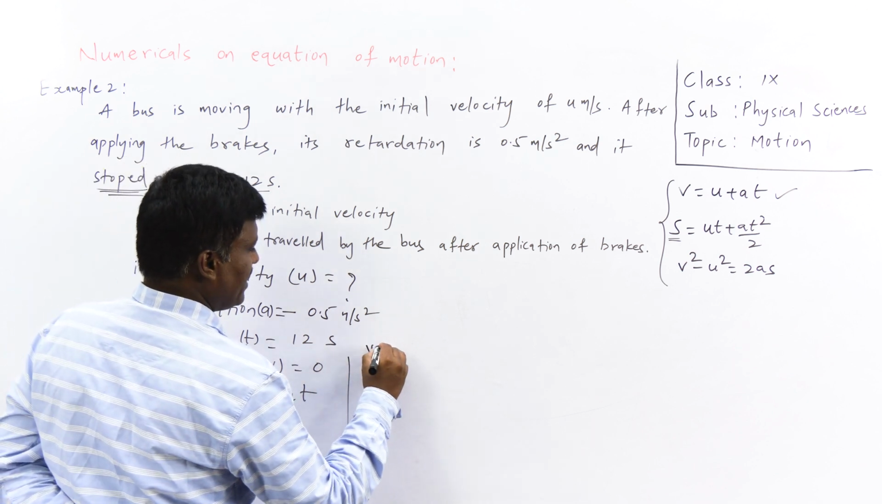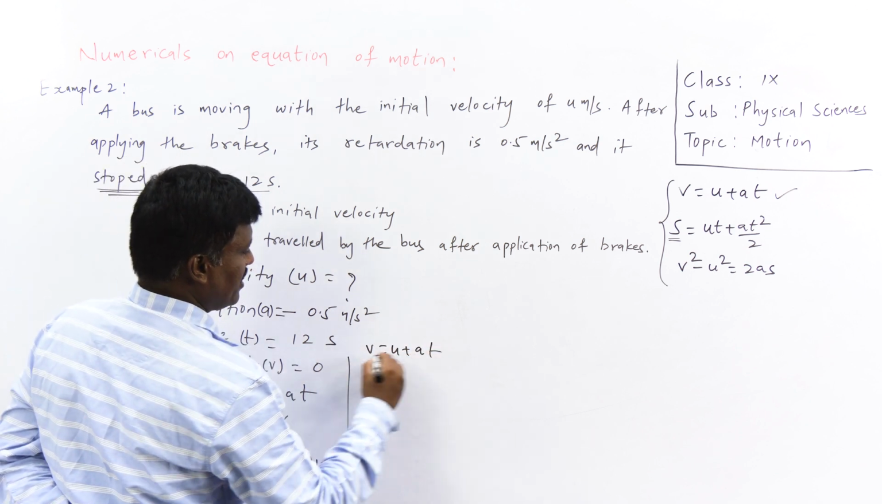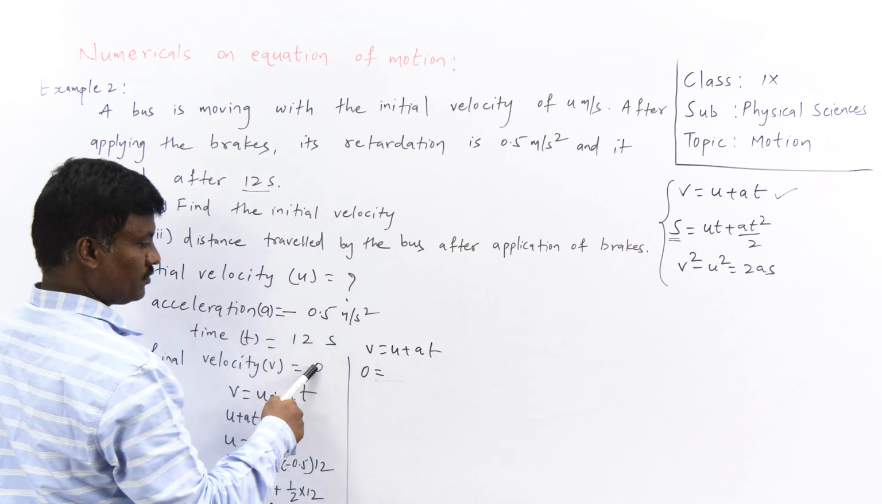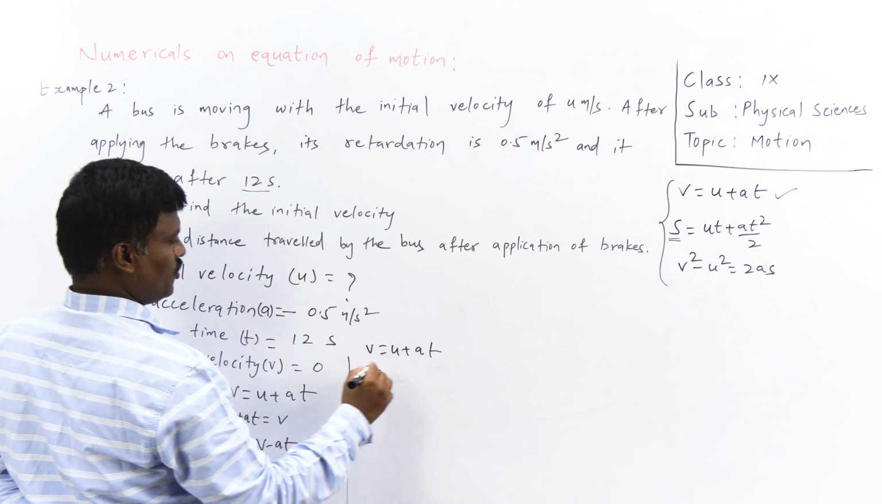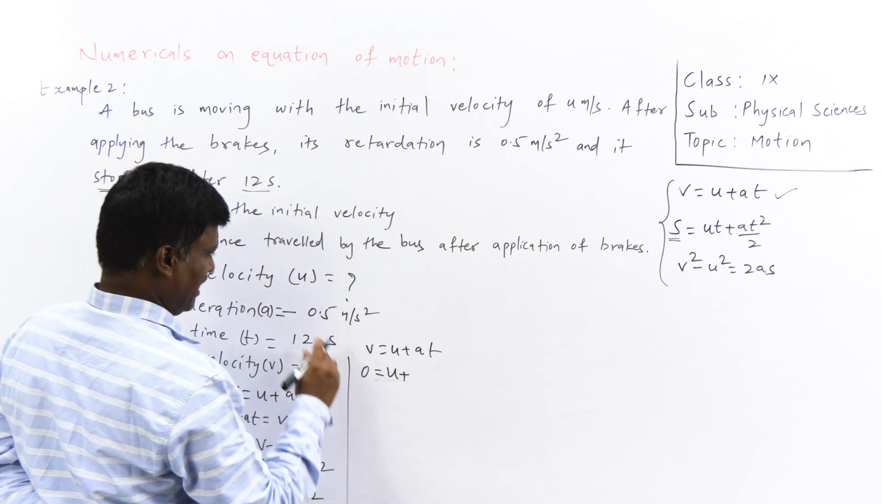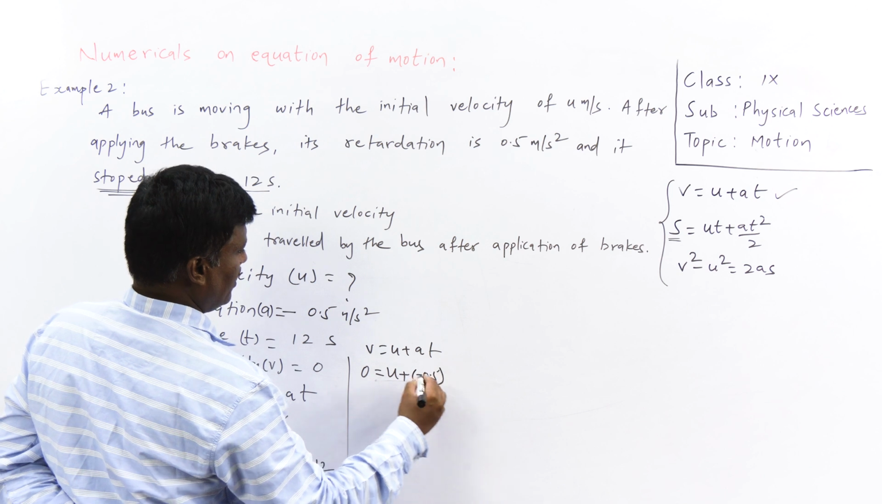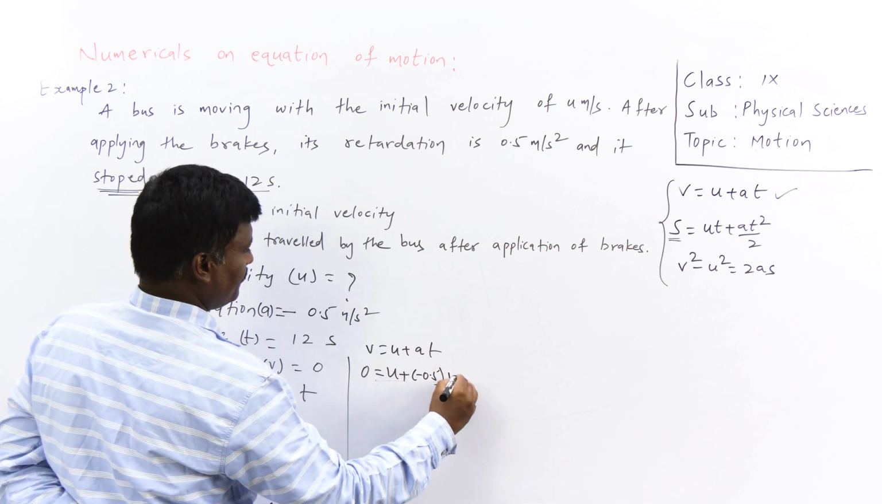Okay, that means v is equal to u plus at. What is the v value? 0. What is the u value? Should be calculated. Plus, what is the a value? Minus 0.5. Okay, into t value 12.